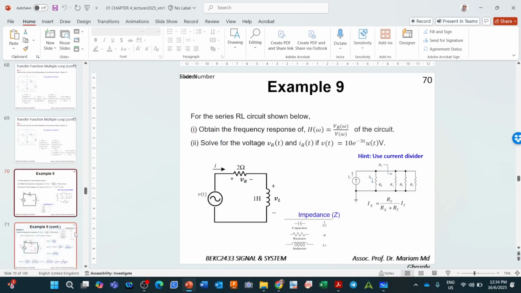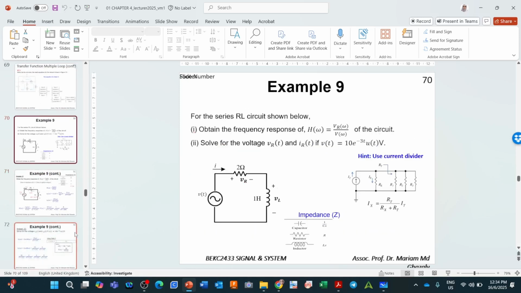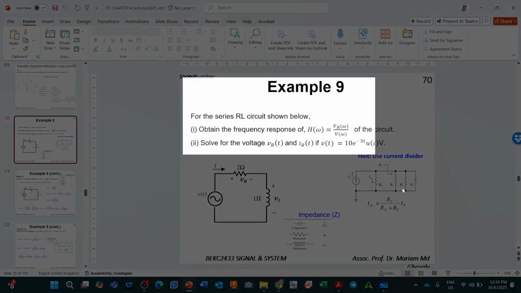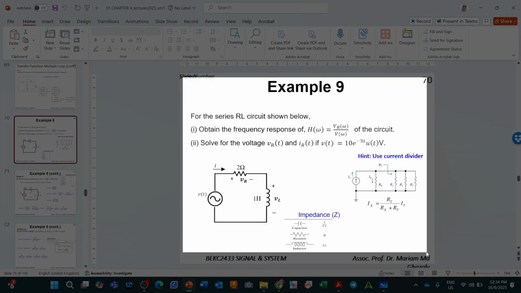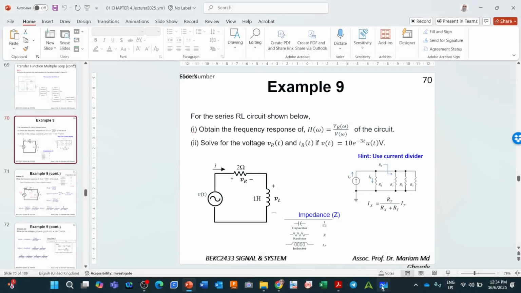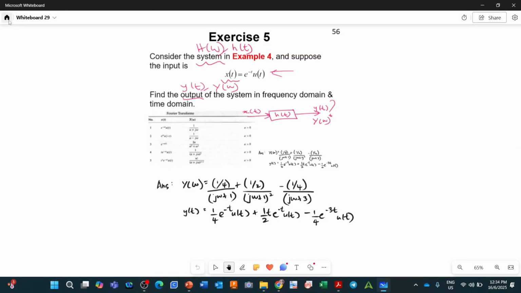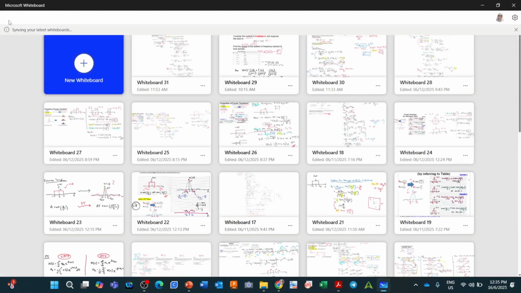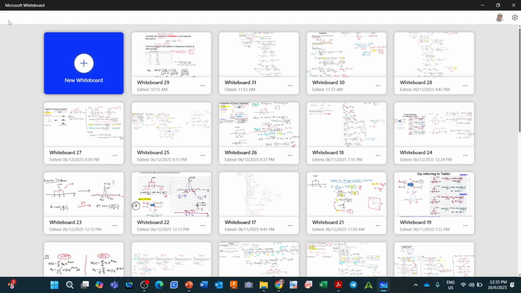I'm going to skip this because this is revision. So we are going to go directly to example 9. Hopefully we can finish it.